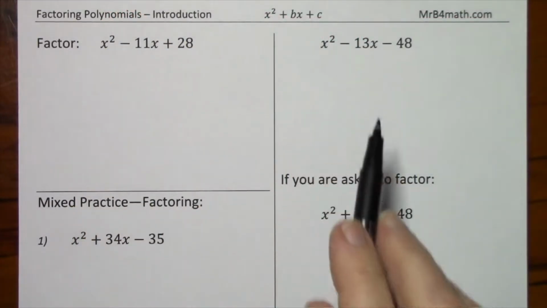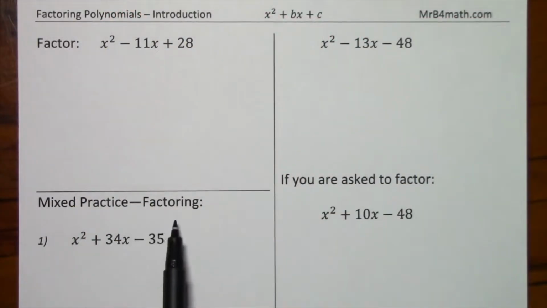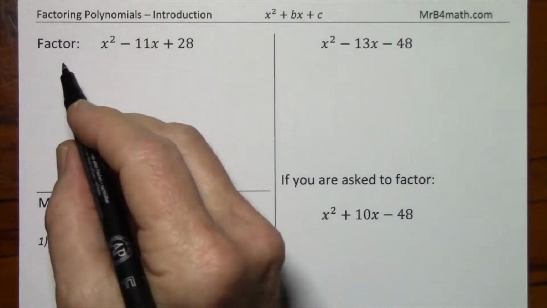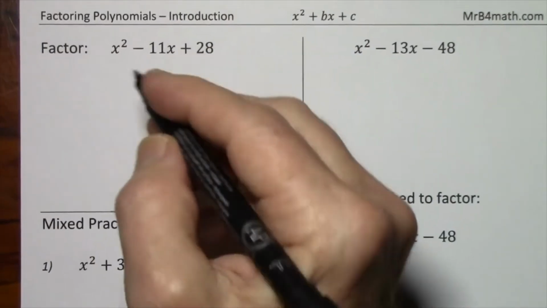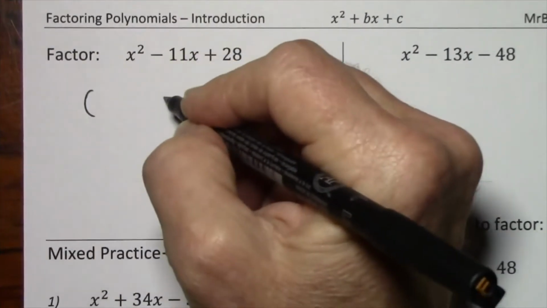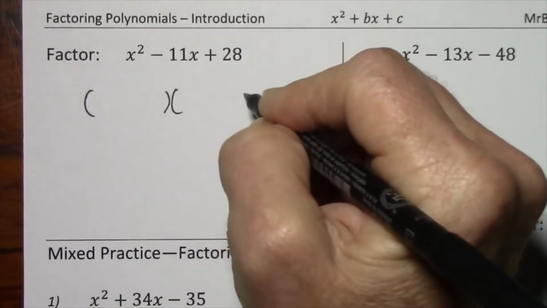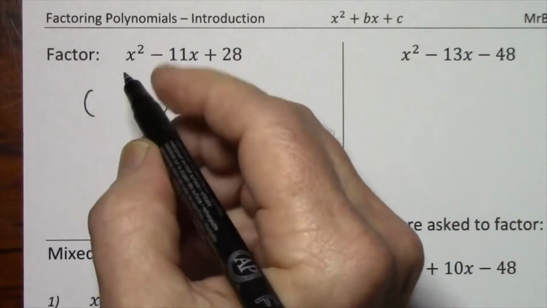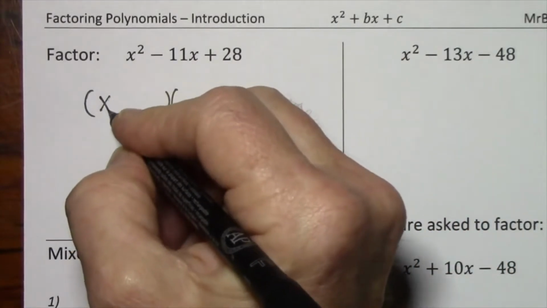I'll go over 3 more examples before we try a little mixed practice with 5 additional problems. So if you're asked to factor this trinomial, you're going to write it as something times something. You can take care of x squared without much trouble.